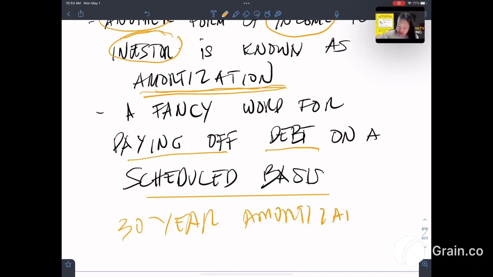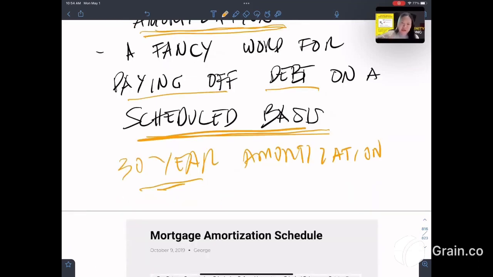That means I can pay down my loan over 30 years, on a scheduled basis, either every 2 weeks or every month. Every month I have to pay my mortgage, or principal and interest, your P&I, to the bank on a scheduled basis.